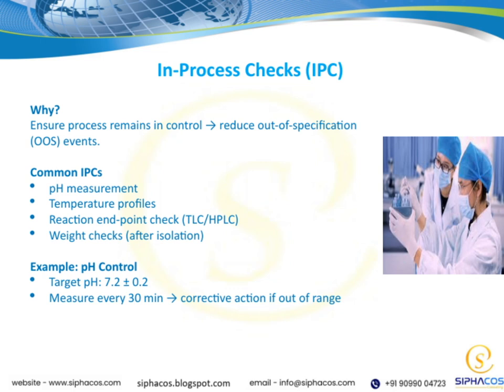These checks are critical because they give us real-time information about how the process is progressing and whether everything is within the desired parameters. Let's look at an example, such as pH control. Suppose our target pH is 7.2, with an acceptable range of plus or minus 0.2. We measure the pH every 30 minutes to ensure it remains within that range. If it drifts out of range, we can take corrective action immediately, preventing larger issues down the line.